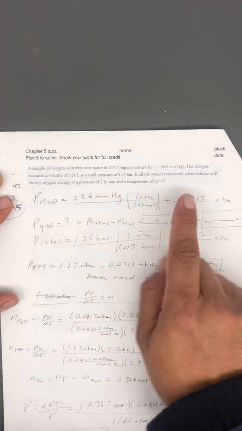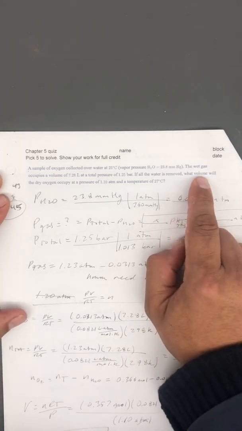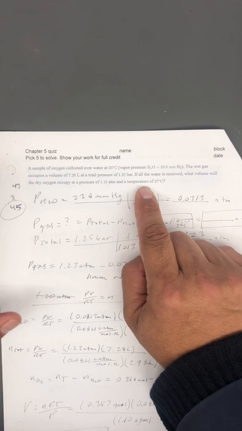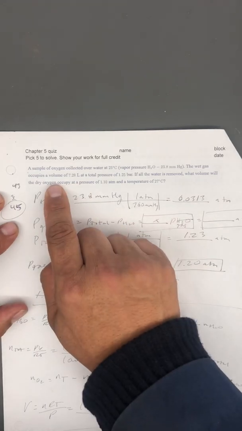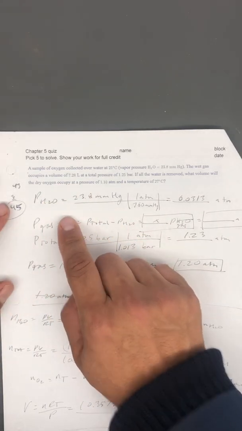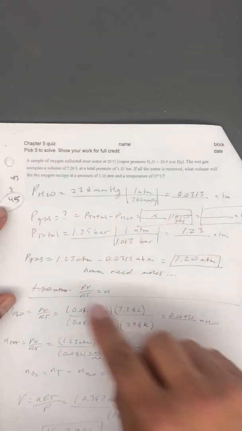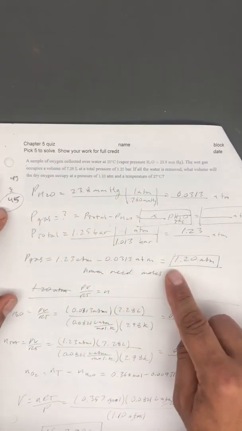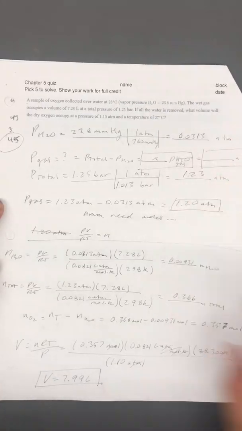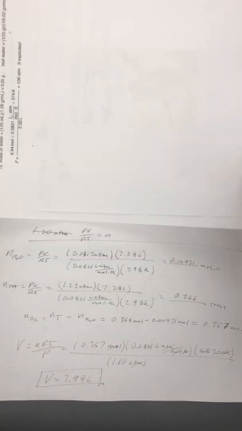Okay, let's go backwards. If they're asking us for a volume and they're giving us a pressure and temperature, we know that the variable that's missing is moles. So we've got to find the moles of the oxygen by itself. But they're giving us pressures of everything else, but I think we can get there. Here I first started out with pressures, and that actually didn't work. Here's me saying, need moles. So let's go straight to moles. Okay, so here we go.